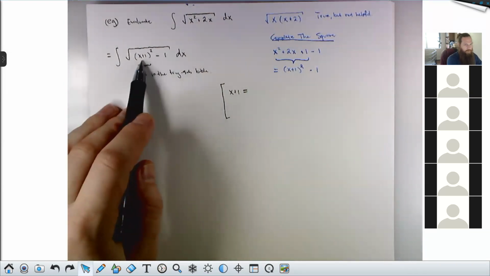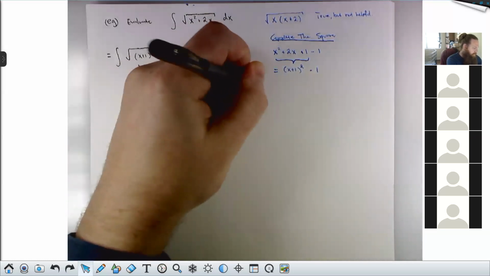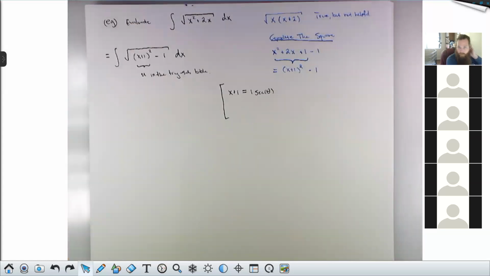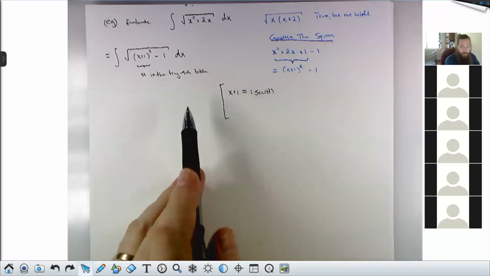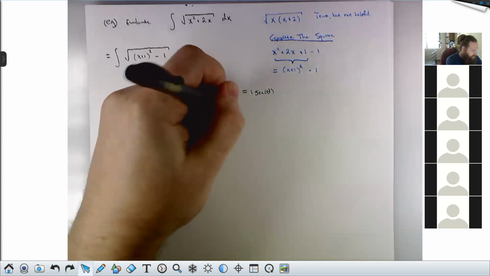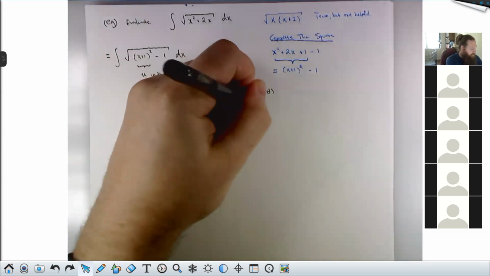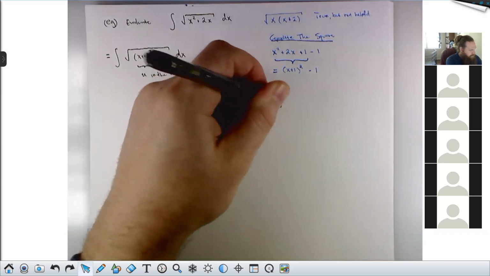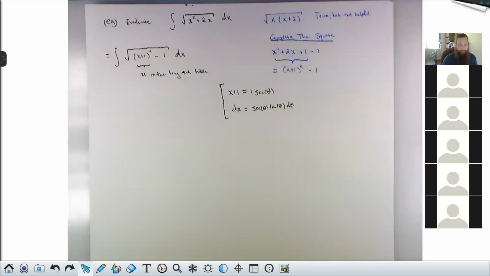So I'm going to let u, which is x plus 1, be equal to a, which is 1, times the secant of theta. Now, taking differentials on both sides here is not hard. You just differentiate on the left, differentiate on the right. The derivative of x plus 1 is 1. So this is 1 dx, or just dx, equals the derivative of secant theta, which is secant theta tangent theta. So that differential is secant theta tangent theta d theta.